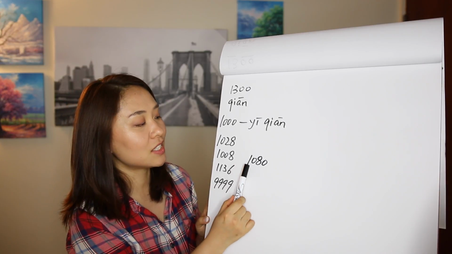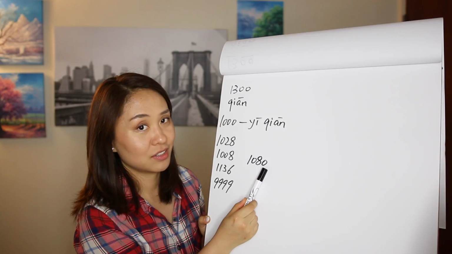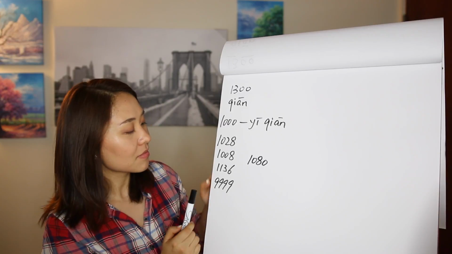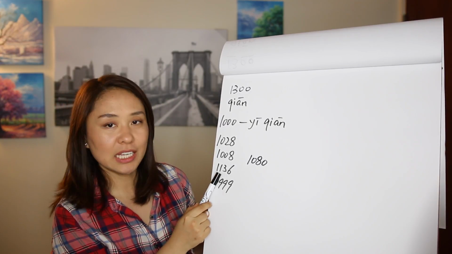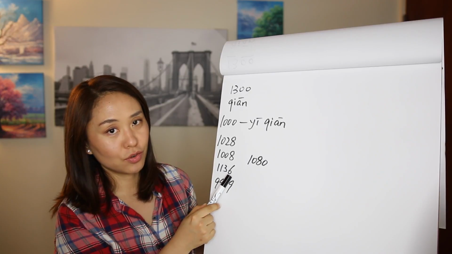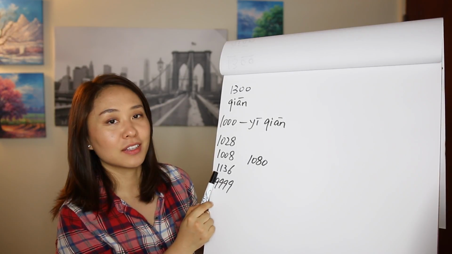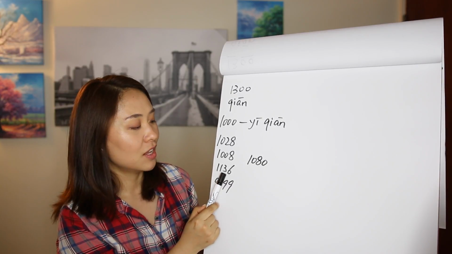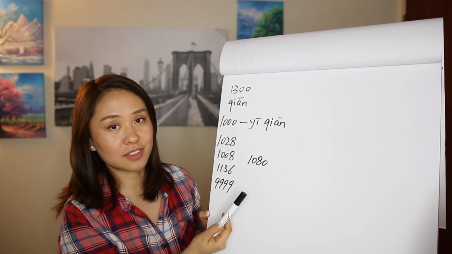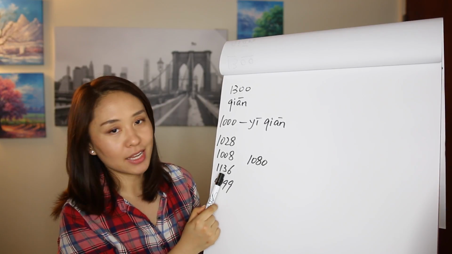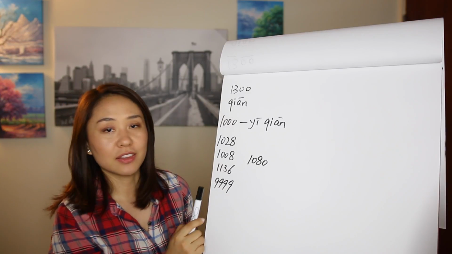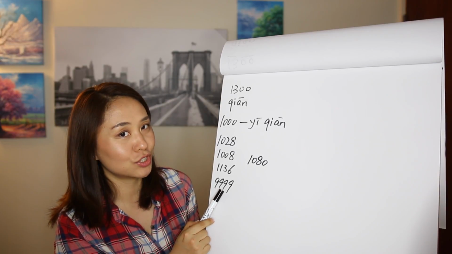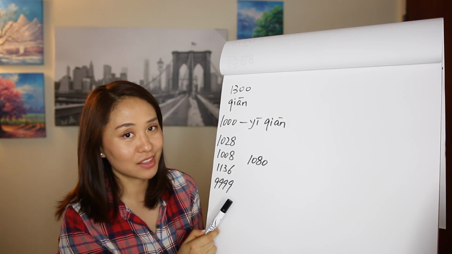So this will be 1080, right? 1080, because this is 80. This one, 1136, one by one. This one represents 1,000. This one means 100. And this means 36. So we read 1136 like that. Okay, this one is 9999, one by one, like that.